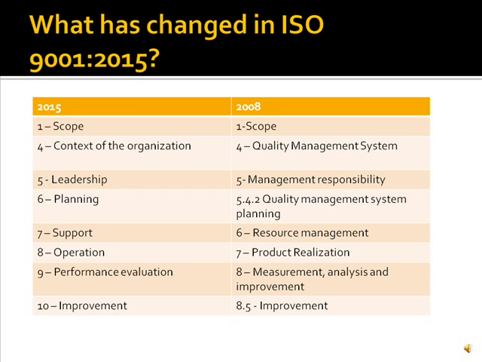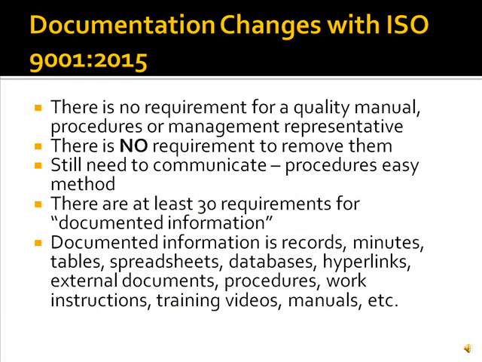All right, let's look at the documentation changes with ISO 9001-2015. There is no requirement for a quality manual, procedure, or management representative. This makes it much easier for service industry, which does not generally have a need for a quality manual. However, there's no requirement to remove those documents. You still have a requirement to communicate, and procedures are an easy, simple method to communicate. If they are effective in your company, then please continue to use them.